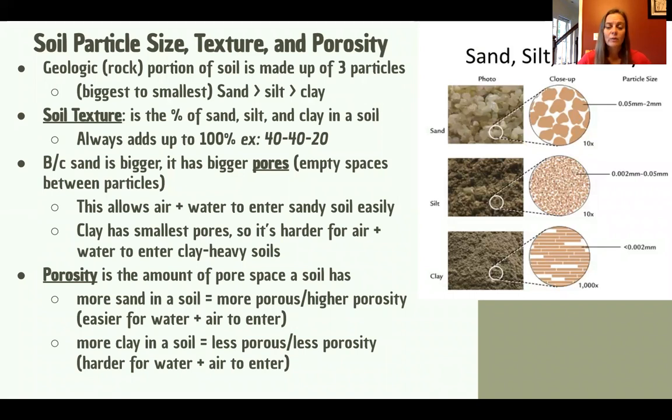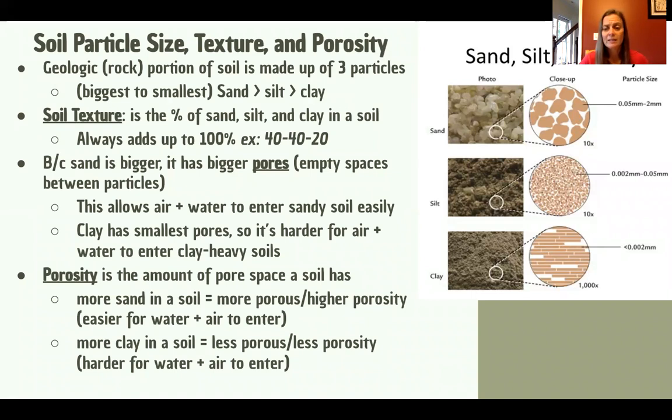So when we talk about soil texture, we're not really talking about how it feels, although how it feels can give us the answer to this. Soil texture is the percentage of sand, silt, and clay in a soil. And so soil texture will always add up to 100% of sand, silt, and clay.